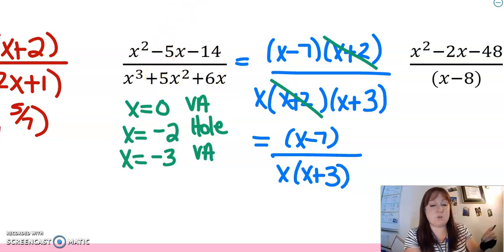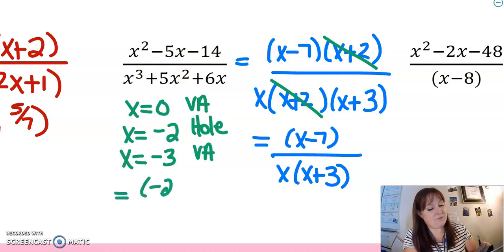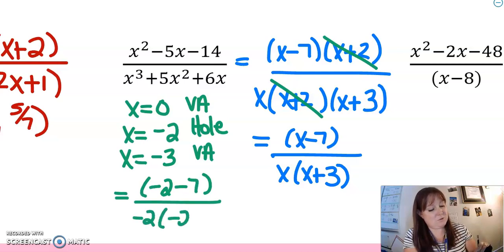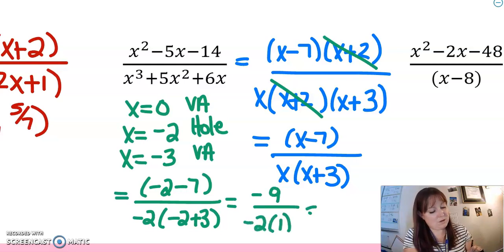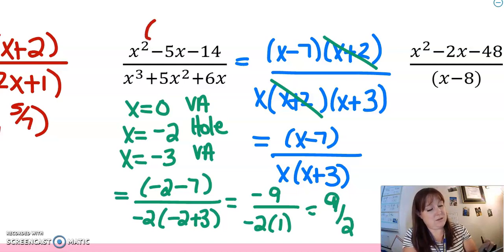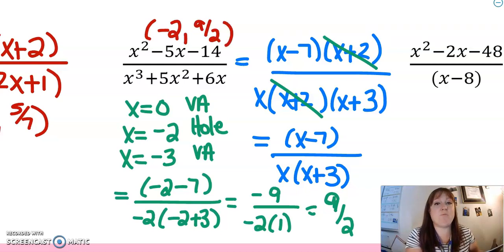Okay, so I put -2 back into the function. So I have -2 minus 7 over -2 times -2 plus 3, which is going to be -9 over -2 times 1, which is 9 halves. Okay, so I have a hole at (-2, 9/2). It's very important that when you're writing the coordinate of a hole, we have both coordinates.